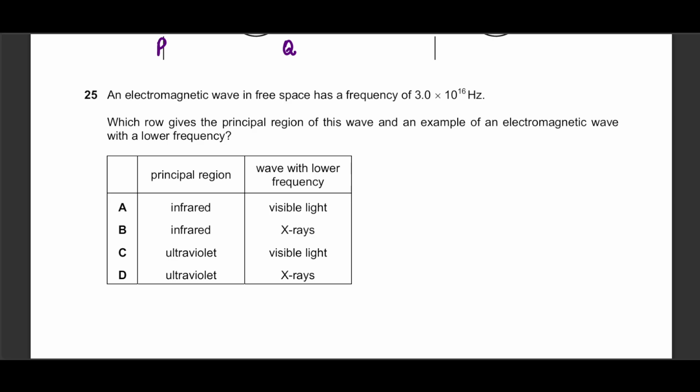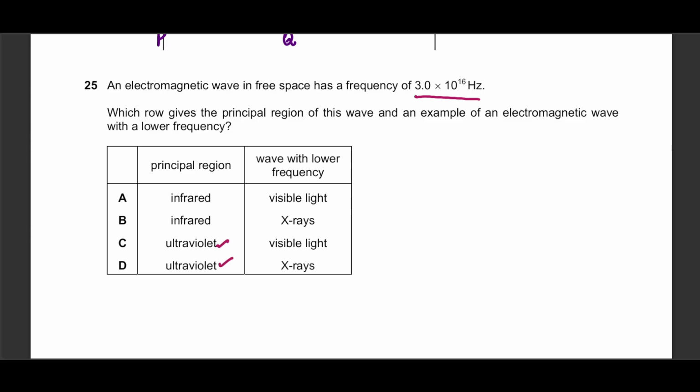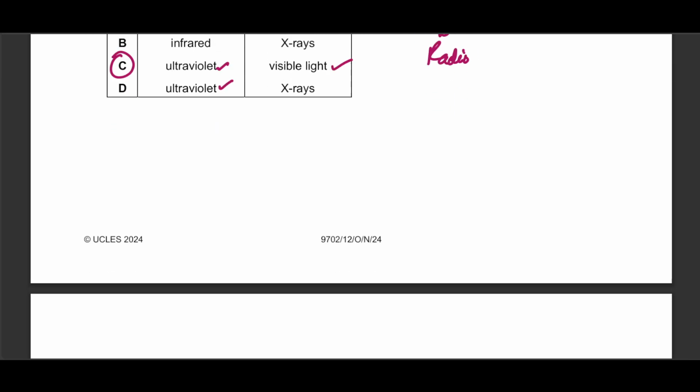And again, I'm really sorry about this question, but I can't really help you with this. You have to memorize the whole electromagnetic spectrum. You have to memorize where this frequency lies. This one lies in the ultraviolet region, and with a lower frequency, you will have to go a bit lower. And that is only visible light after ultraviolet. So this is option C for that answer. I can't really help you. You'll have to memorize from gamma up to radio, their ranges and their spectrums.